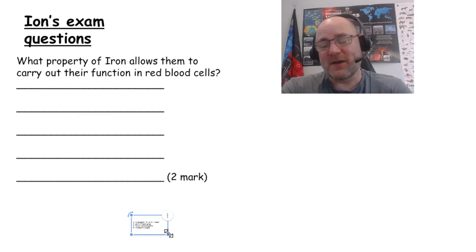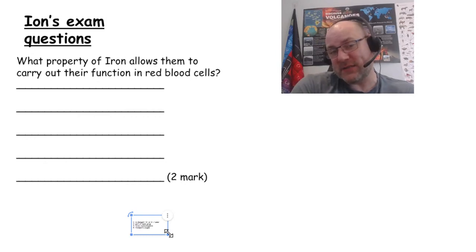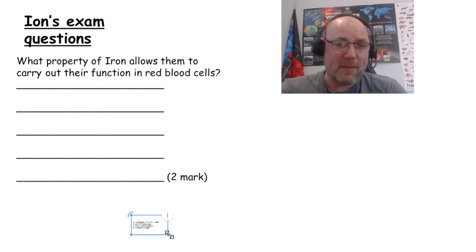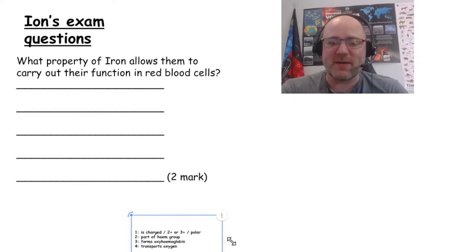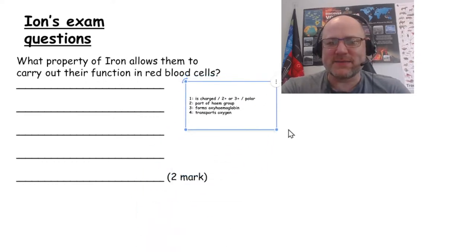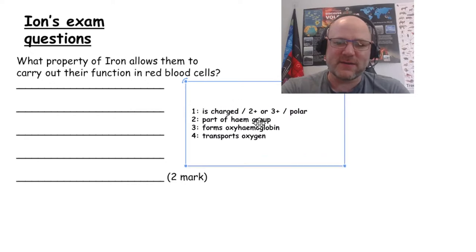Well, iron can form Fe2+, so that would get you a mark, if you remember that iron is Fe2+ when it's in the red blood cells. And here is our lovely answer.